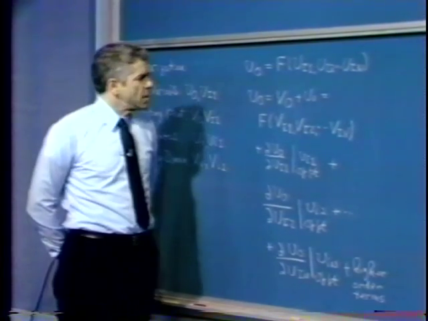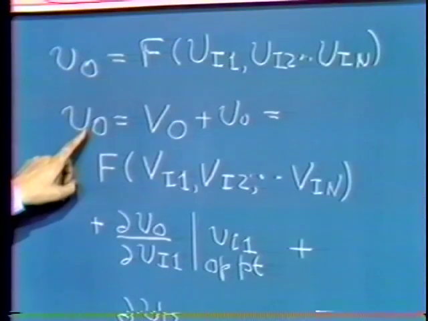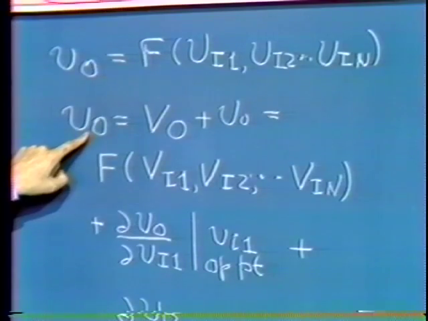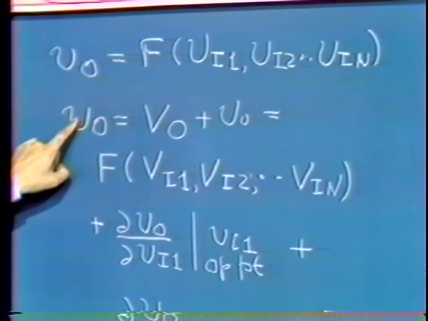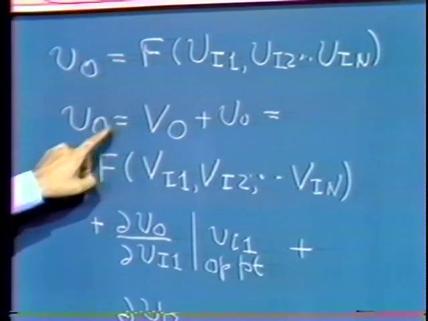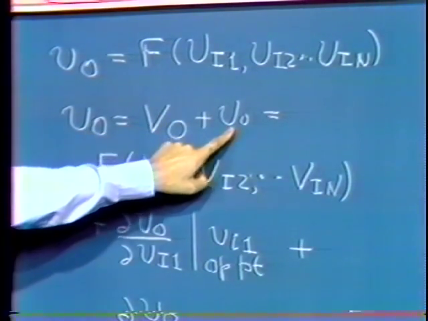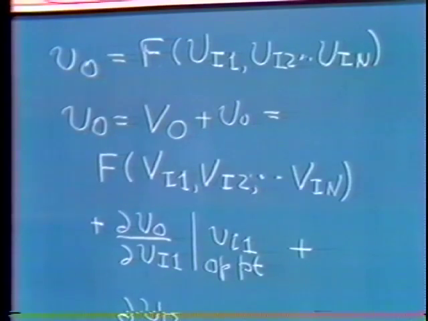So our assumption is that we can, at least for some sufficiently restricted range of input and output variables, describe the total output, lowercase v sub cap O, as the sum of an operating point component plus an incremental component. And what we do in order to complete this expansion is to do a Taylor series expansion of the output about the operating point.